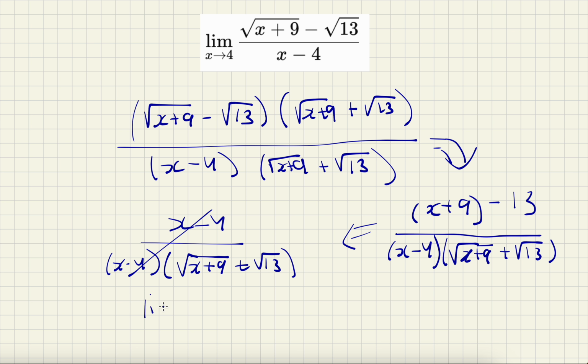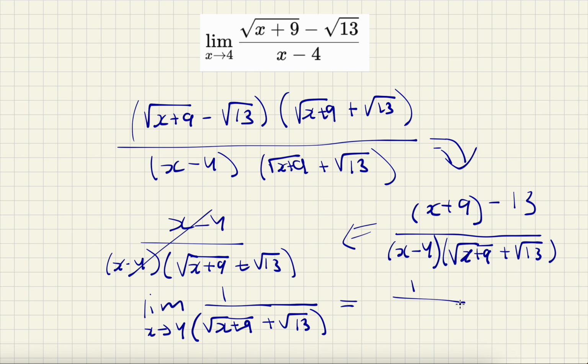And we can simply find the limit as x approaches 4 of this now manipulated function. And so now all we do is plug in the value that x approaches, and we get 1 over the square root of 13 plus the square root of 13, which is 2 times the square root of 13. And so this is our final answer.